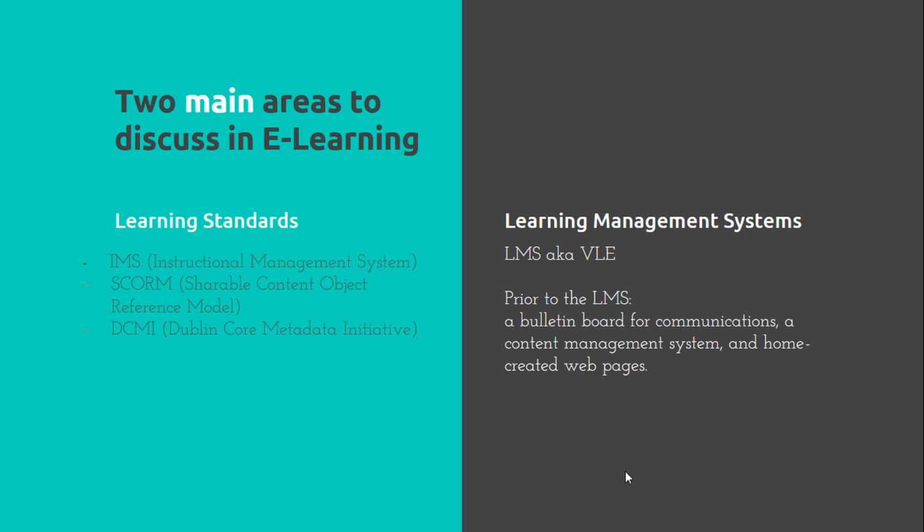Learning Management Systems, 2002. For 2002, the selection is the dominant and arguably most successful education technology, the Learning Management System, also known as the Virtual Learning Environment, VLE. The LMS provided an enterprise solution for e-learning for universities. Prior to the LMS, e-learning provision was realized through a variety of tools, for instance, a bulletin board for communications, a content management system, and home-created web pages. The LMS offered a neat collection of the most popular tools, any one of which might not be as good as the best of the breed-specific tools, but good enough.